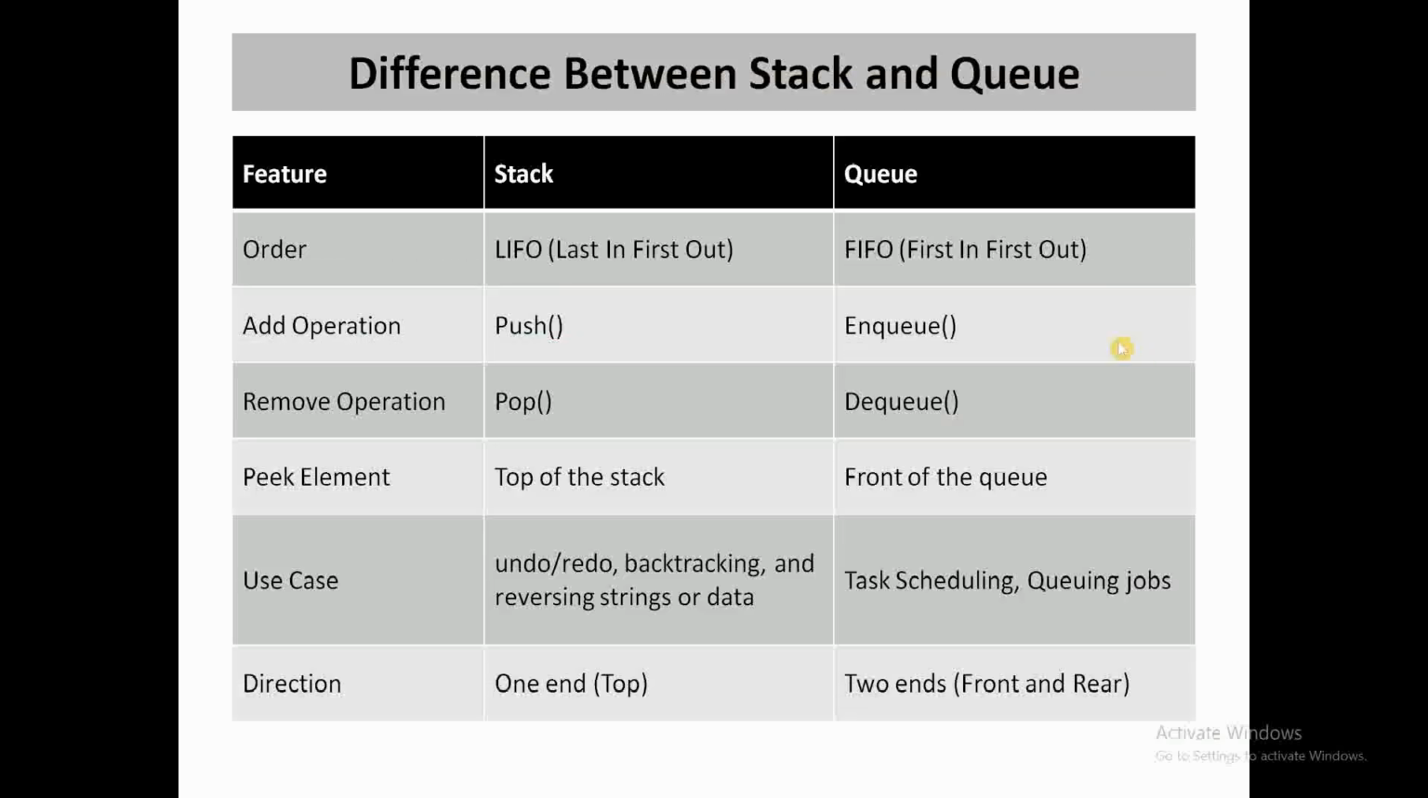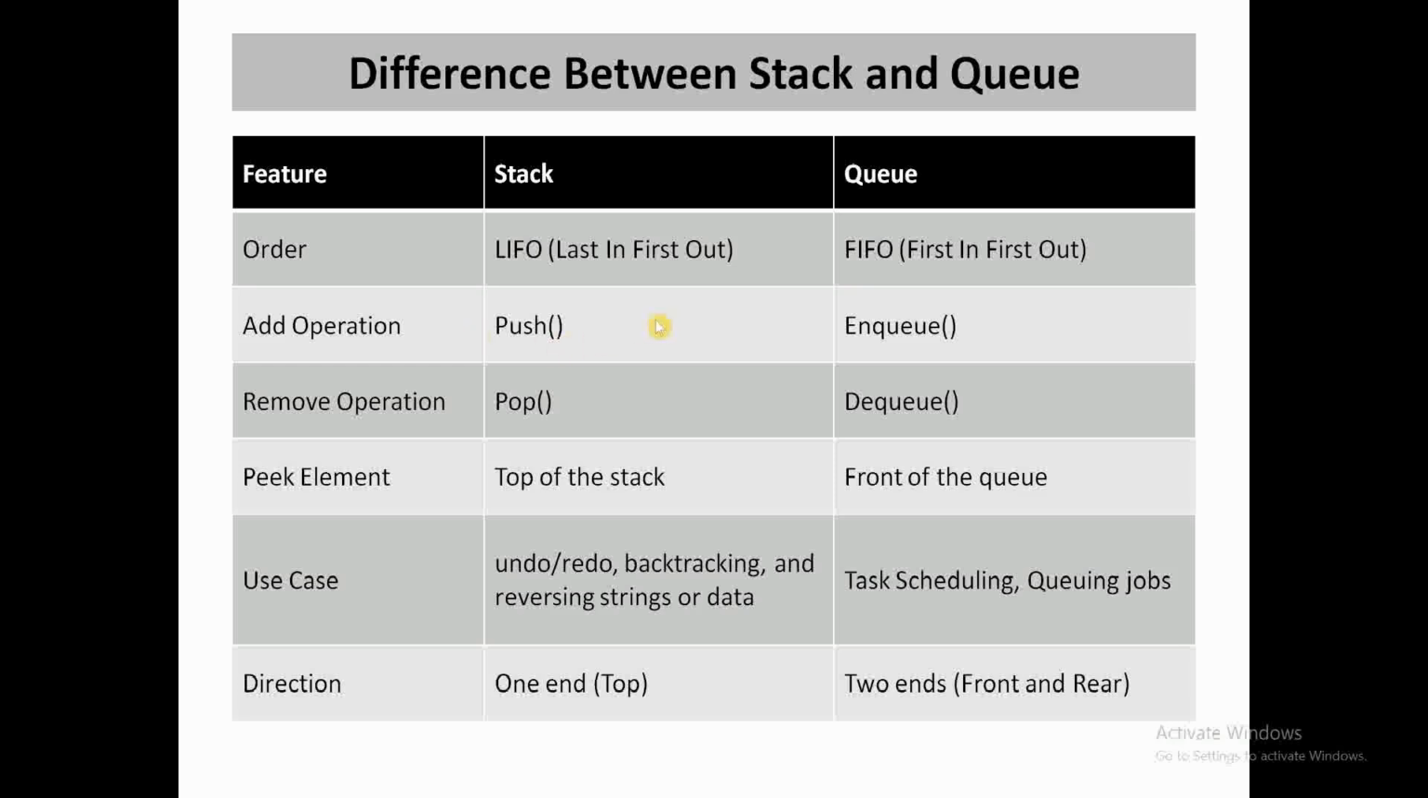Next we have the difference between stack and queue. So what is the main difference between these two linear data structures? First we have order. The stack follows the order of LIFO, last in first out, meaning the last element added is first accessible. And the queue follows the approach of FIFO, first in first out.